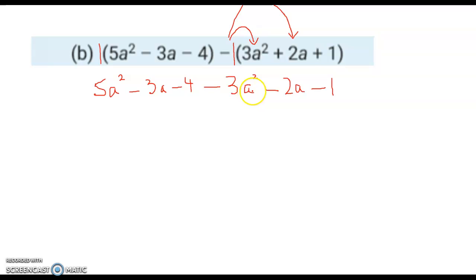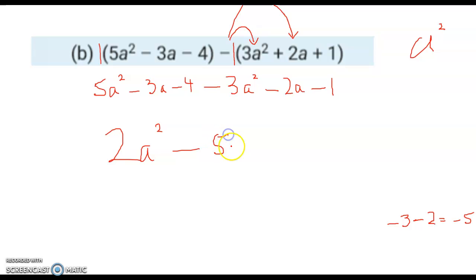5a squared minus 3a squared. So you have the a squareds to deal with first. 5 minus 3 is 2, so 2a squared you've got there. Then you've got minus 3a minus 2a. Be careful. Minus 3 minus 2. You need to know your rules of integers. When signs are the same, add numbers, keep sign. So here you're going to add numbers, you get 5. Keep the sign minus, so we're going to get minus 5a.